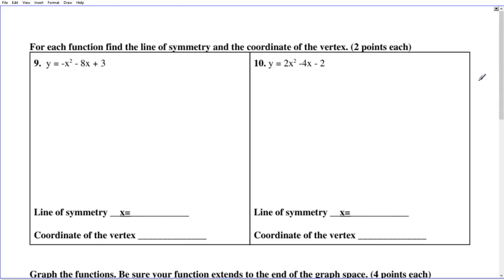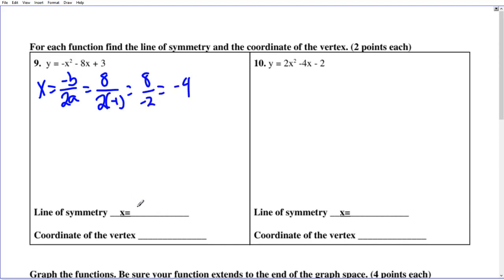All right, on the back, it's just straight up do the stuff we were just doing in the lesson today. So I want to find the line of symmetry, and I need to find the vertex. So we do x equals opposite of b over 2a. That is, opposite of b is the opposite of negative 8, which is a positive 8, over 2 times my a value, which is negative 1, giving me 8 over negative 2, which is negative 4. Line of symmetry, negative 4.